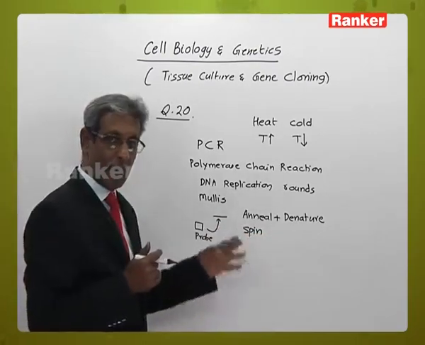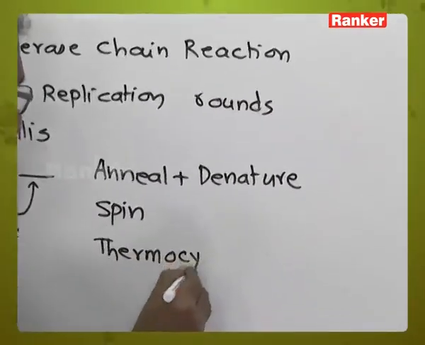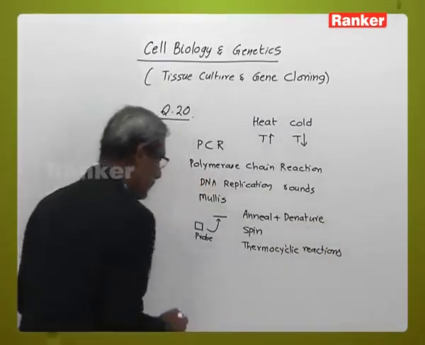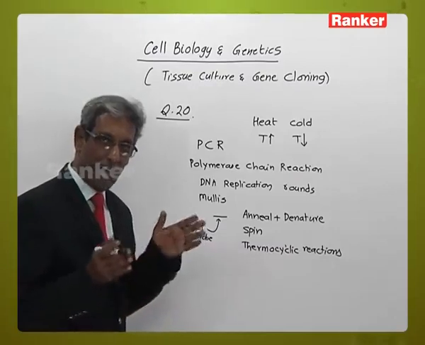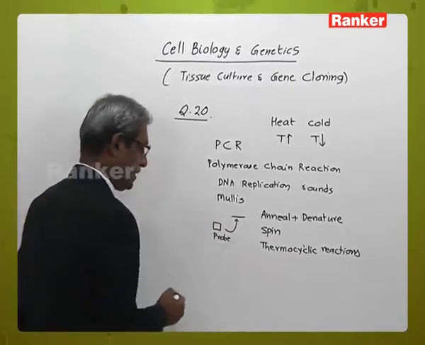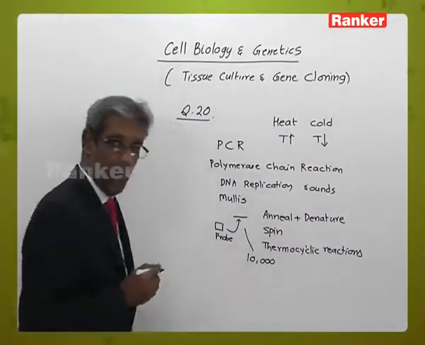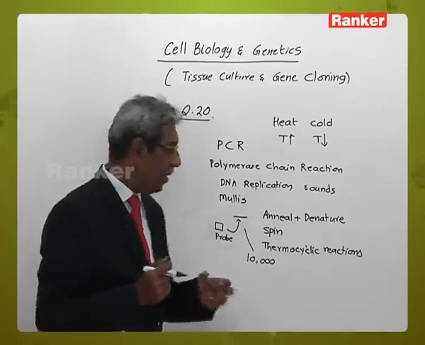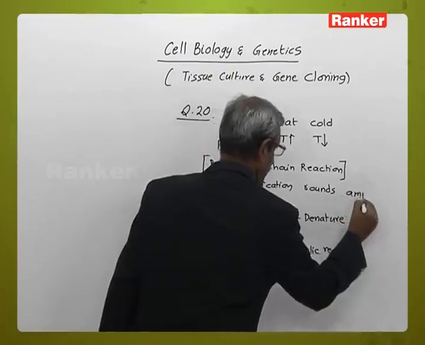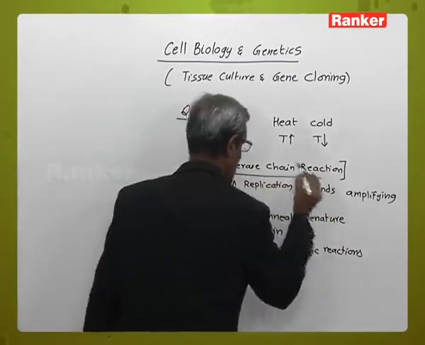By subjecting it to several cycles of thermocyclic reactions, the DNA gets both separated as well as joined, thereby making multiple copies of your gene of interest. You will get at least 10,000 copies of the gene of interest within half an hour. So, this technique of amplifying the DNA of a gene of interest is termed polymerase chain reaction.